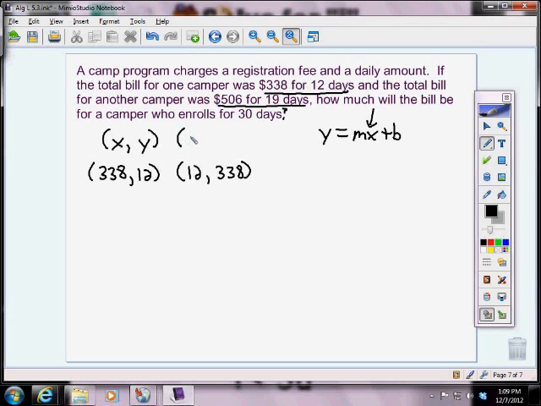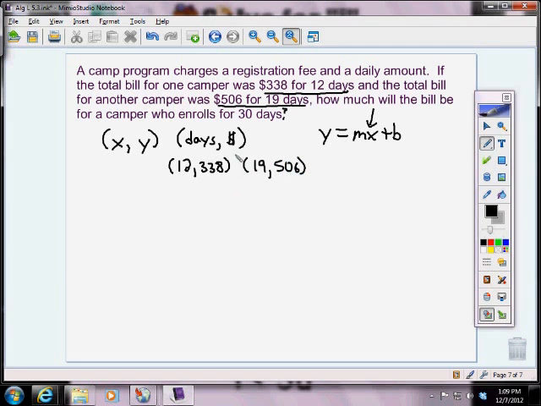So we want to set up a relation where days is our independent variable, it's our x, and the cost is our y variable. So we're going to want to use 12 days, $338. Likewise for this one here, we're also going to want to use 19 days, $506. So we set up this relation, and now we can use these two ordered pairs to write an equation.